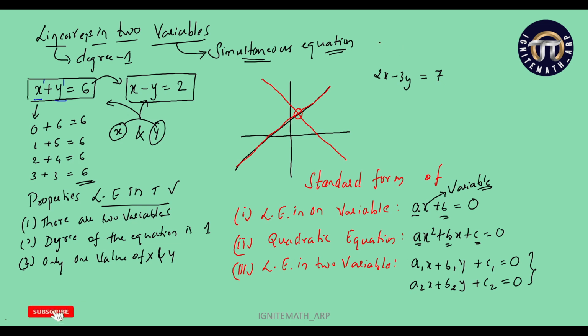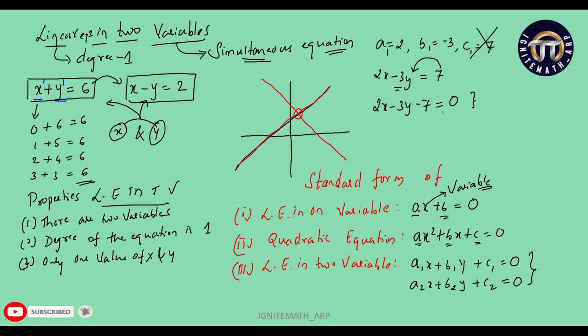If I ask here what is A1, you would say it is 2, correct? What is B1? That is minus 3 along with the sign. And what is C1? If you say it is 7, that is wrong. C1 is not 7 over here because it is not in the standard form. First thing I need to do is bring this to the left hand side so that the right hand side is 0. Is that clear, children? Okay, so now I will express it as 2x minus 3y minus 7 is equal to 0. Now your equation is ready to identify what is A1, B1 and C1.